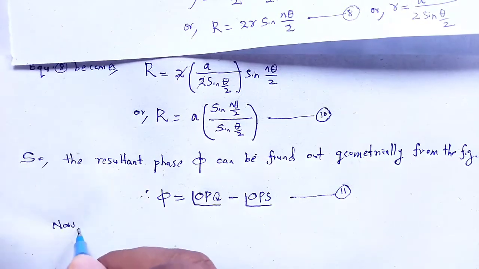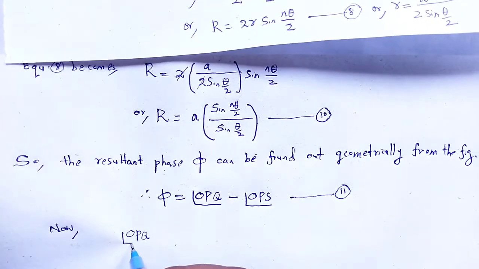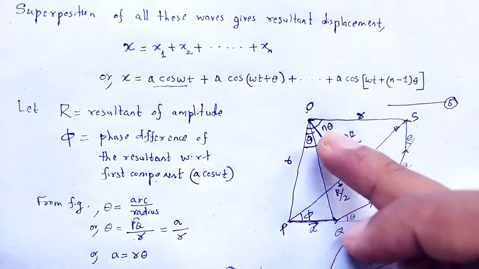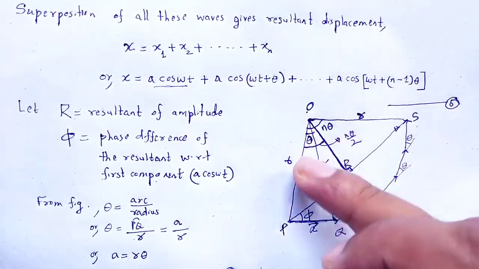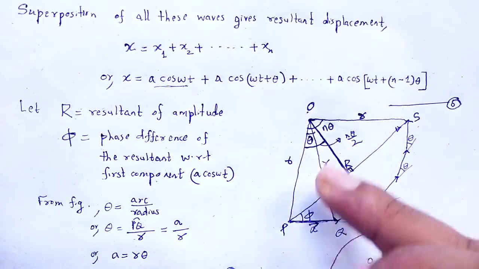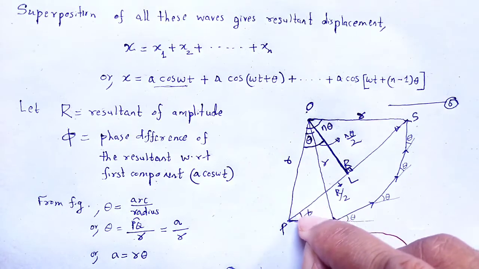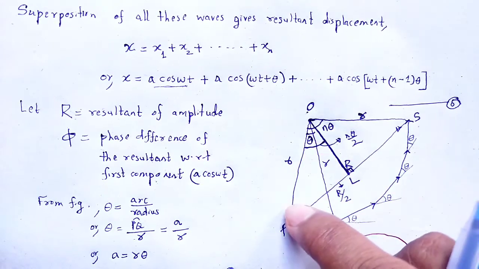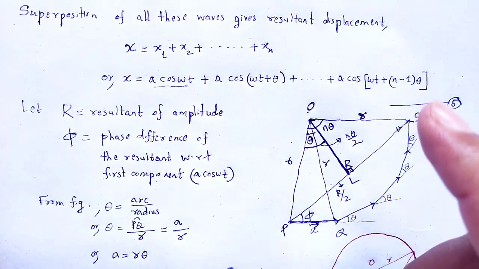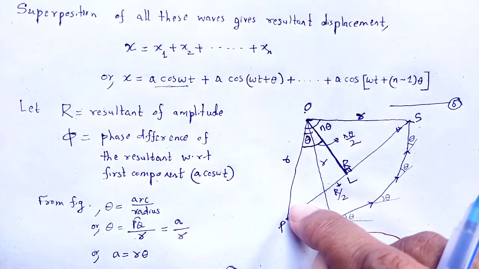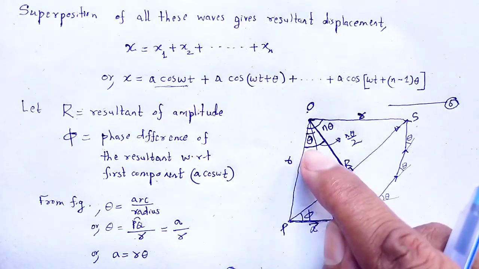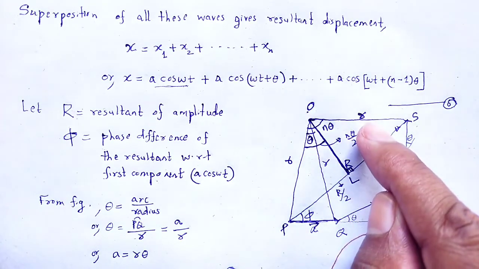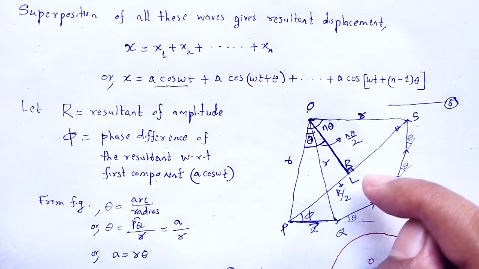Now OPQ, how to get OPQ? Look at that figure. OPQ, that triangle, that side is R, that side is R. So that triangle is an isosceles triangle. Therefore, this angle is equal to that angle. The sum of three angles is 180 degree. This angle is equal to that angle. So 2 times of this angle plus theta is equal to 180. So 2 of that angle is equal to 180 minus theta.